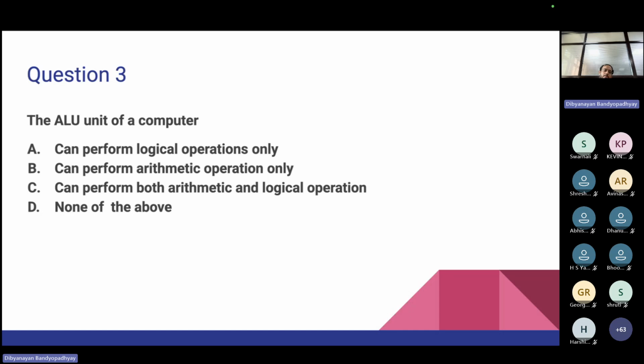So by arithmetic operation, I mean that if you are provided with, let's say, two numbers, then it will be able to add and subtract those two numbers, and also multiply and divide them. Okay, so these are the four basic arithmetic operations.